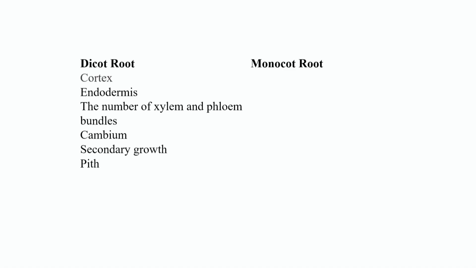Now in the last I would just like you to revise whatever has been taught in the root section, and for this revision it's better you just try to understand what is there in a dicot root, what is the composition of cortex, then endodermis, the number of xylem and phloem bundles, then what is the nature of cambium, secondary growth and pith in dicot root as well as in monocot root. So in this way it will help you in better understanding of all the concepts that we have discussed.